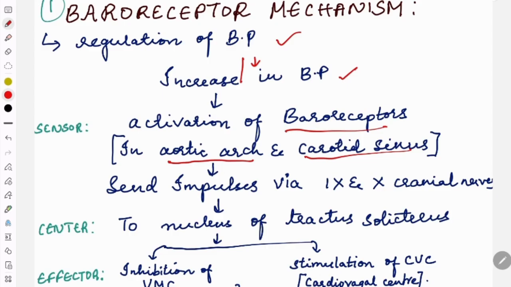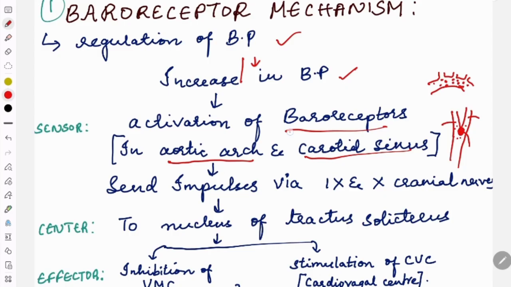So what is the aortic arch? If this is the arch of the aorta, these are the baroreceptors that are present in the aortic arch. And what is the carotid sinus? This is where the carotid sinus is present. If this is the internal carotid and this is the external carotid artery, at the bifurcation of the internal and external carotid artery we see the carotid sinus. These are the basics, which you will see in anatomy also. So these are the regions where these receptors are located.